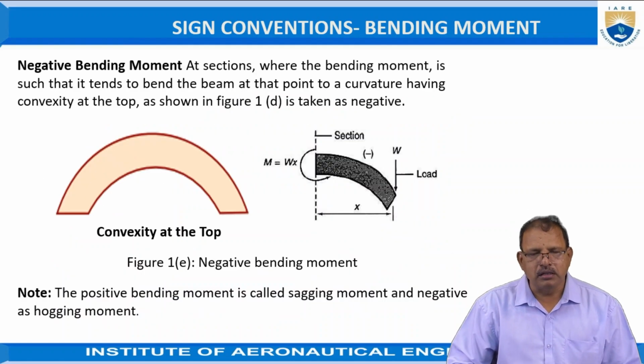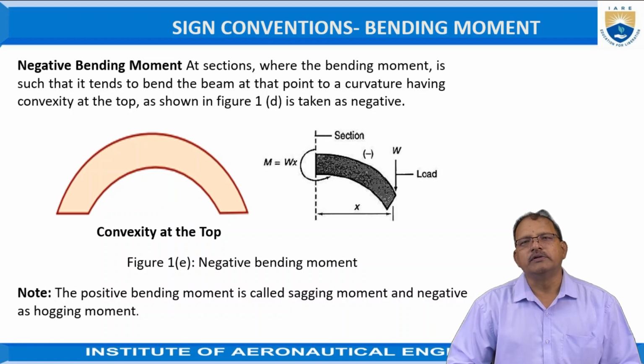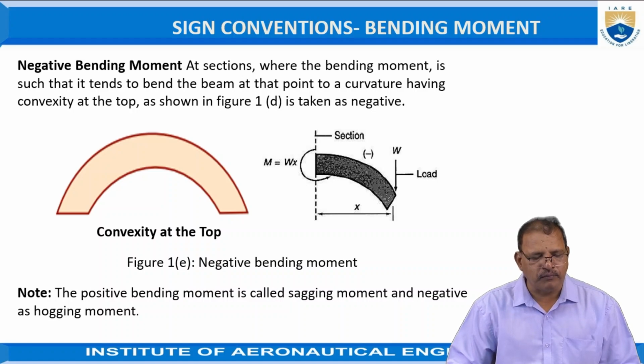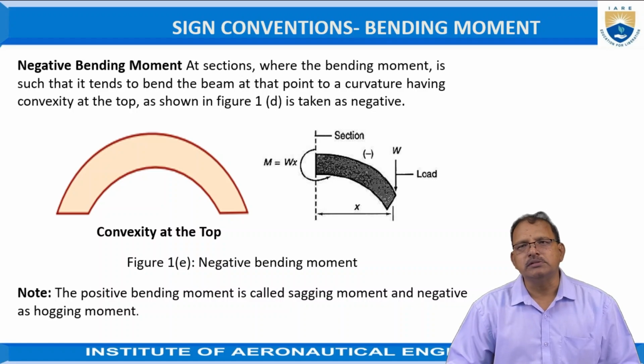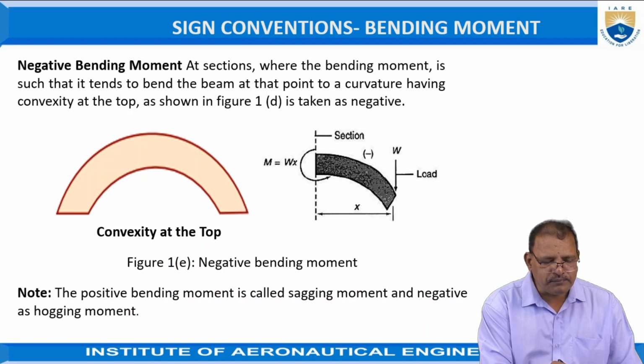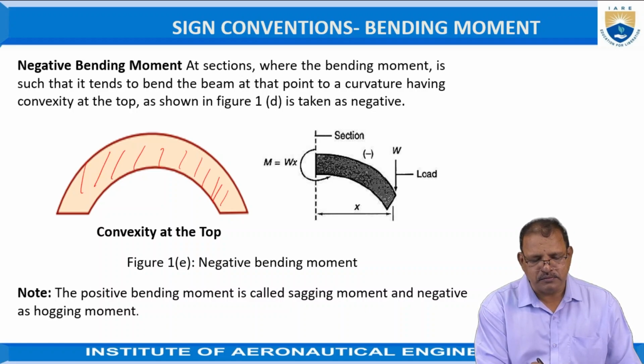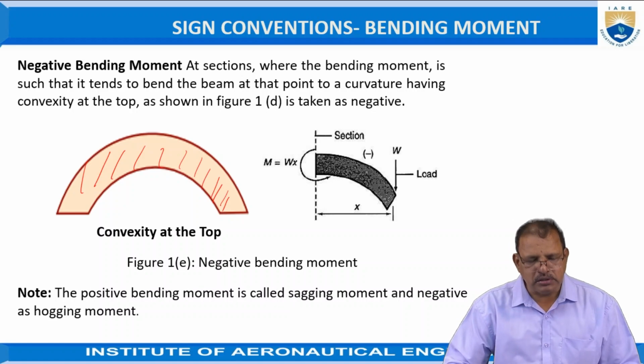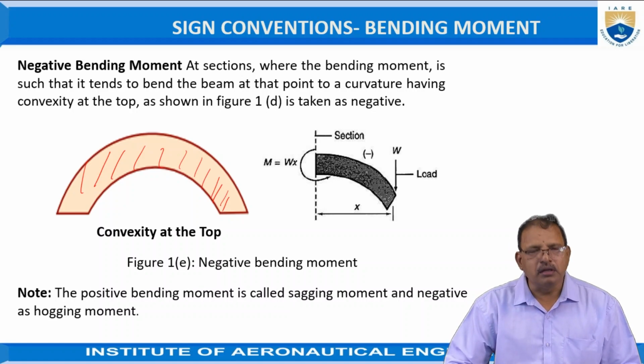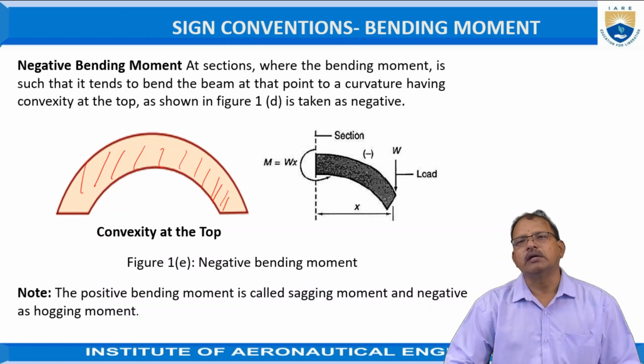Similarly, the bending moment acting on the beam in such a way that the beam bends in the form of convexity at the top, as shown in figure 1D, is taken as negative. That is the inverted U shape. This effect is called the hogging effect, and it is treated as a negative bending moment. In other words, the bending moments created by forces acting in a downward direction on a simply supported beam are treated as negative bending moments.